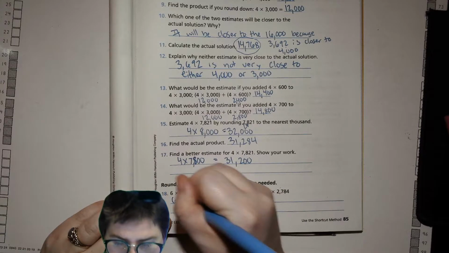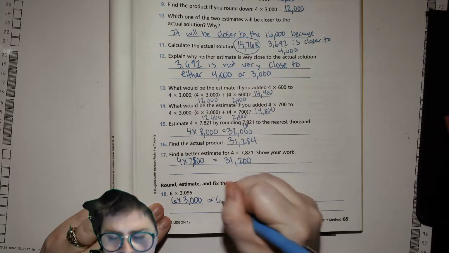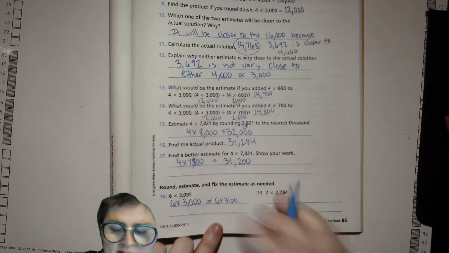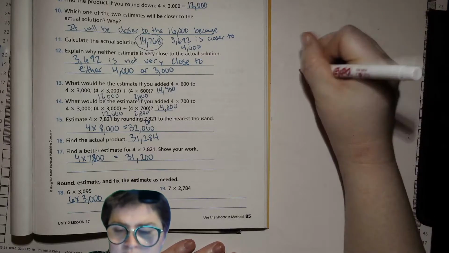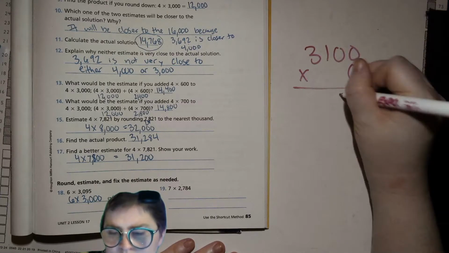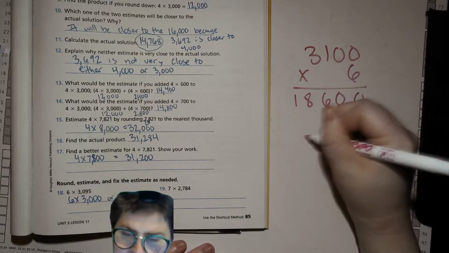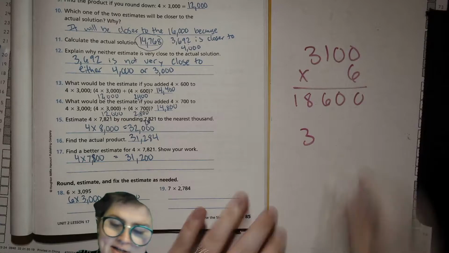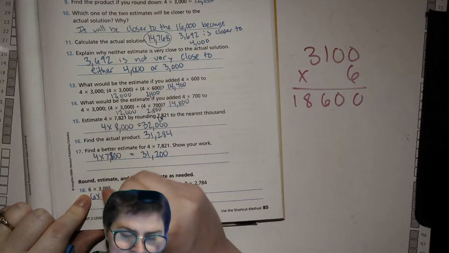So 6 times 3,000. Or 6 times 3,100. Because actually it's really close to 3,100. I bet that'll be closer. Let's do that one. 0, 0, 600, and then 18, and then the real answer. Well, it doesn't say to find the real answer. We'll just go ahead and go with that. 18,600.